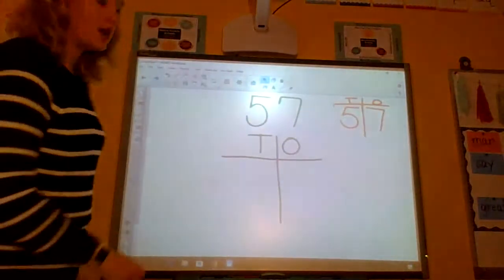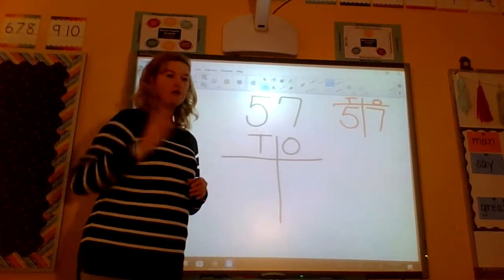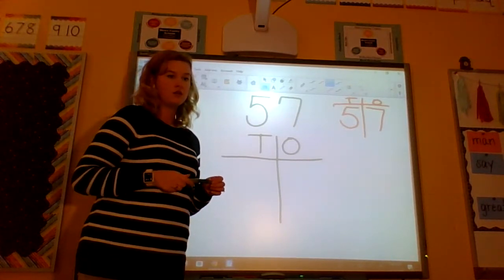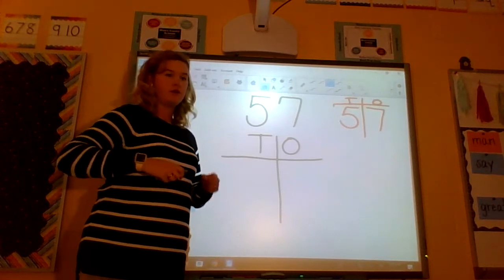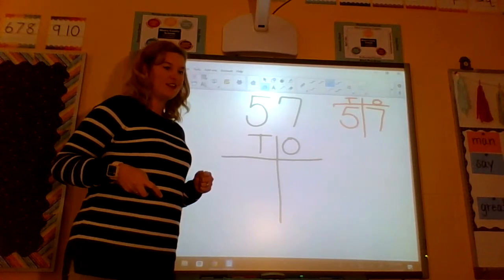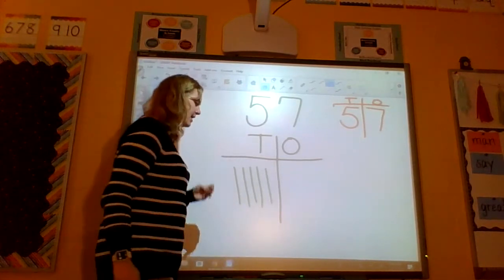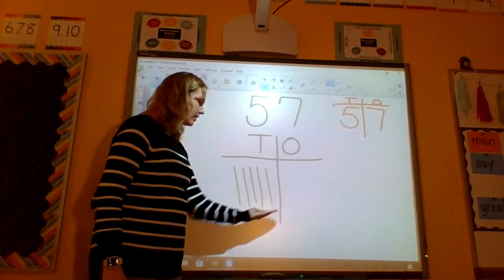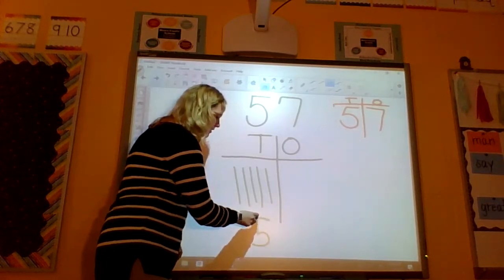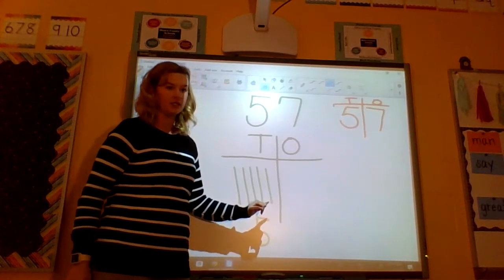Now, who could help me out? Who could tell me how many 10s I'm going to draw? Riley. 5. 5, that's right. Because if I counted the value of these 10s, I have 5 here, right? The value, though, is 50. 10, 20, 30, 40, 50. I counted by 10s. Good job, Riley.